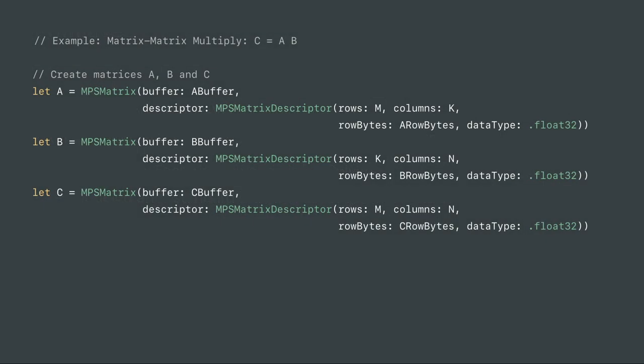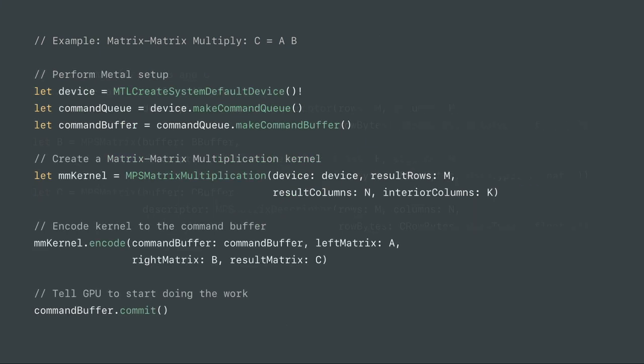And now let's take a look at a very simple code example. So we'll be doing matrix multiplication and computing just C equals A times B. So first, we need to create our matrices, A, B, and C. But you already know how to do this. I showed you in a previous slide. So let's move on. Now we want to run matrix multiplication on the GPU.